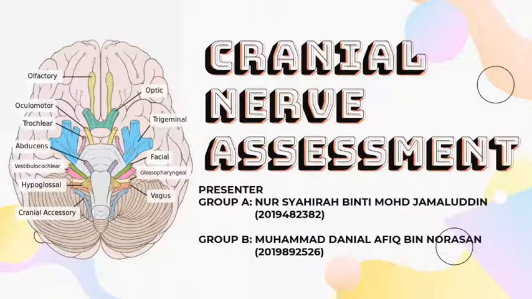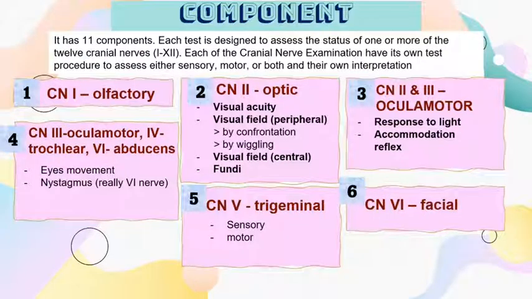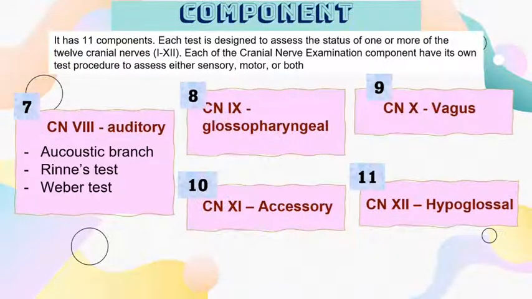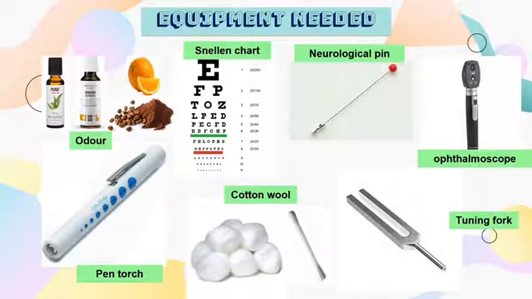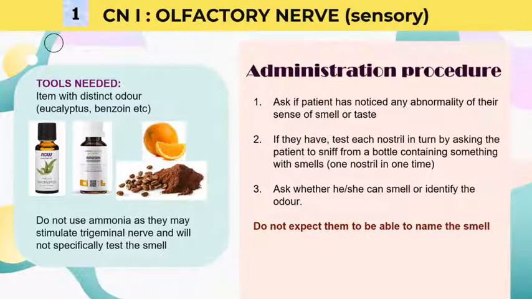This is a video demonstration of cranial nerve assessment. And these are the 11 components that will be assessed in the assessment. And here are the equipment needed. Now, moving on to the first component, which is the olfactory nerve test. The tools needed are in step order, and here is the administration procedure.